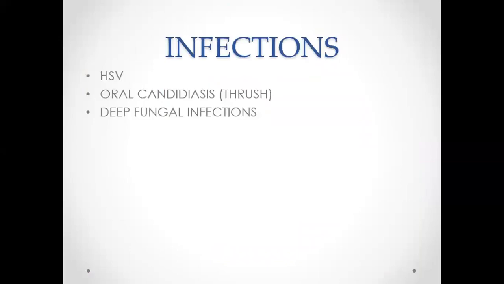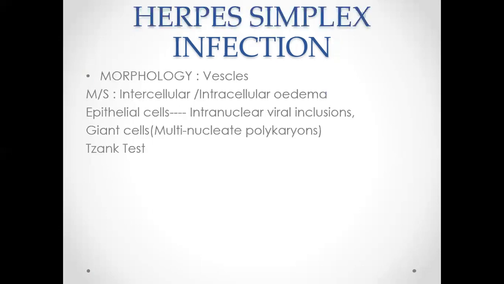So then is the infections of the oral cavity. So quite common infections, they are viral. And herpes simplex virus infection is quite common. It is caused by herpes simplex virus type 1 and sometimes also type 2, that is genital herpes. And they present with mild vesicles and under the microscope there is intercellular edema and intracellular edema.